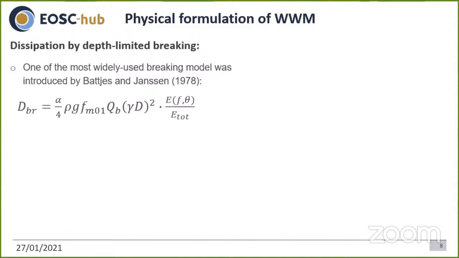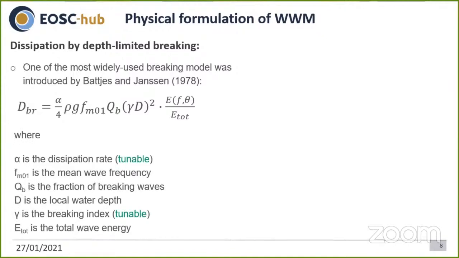The first process represented in the wind wave model is the dissipation by depth-limited breaking. One of the most widely used models is the one introduced by Battjes and Janssen. In this model, alpha is a parameter that corresponds to the dissipation rate, basically the type of breaker, spilling breaker, plunging breaker. This is a tunable parameter. FM01 is the mean frequency. QB is the fraction of breaking waves. D is the total water depth. Gamma is a breaking index that corresponds to the maximum wave height for a given water depth. Again, this is an adjustable parameter. And E tot is the total wave energy.